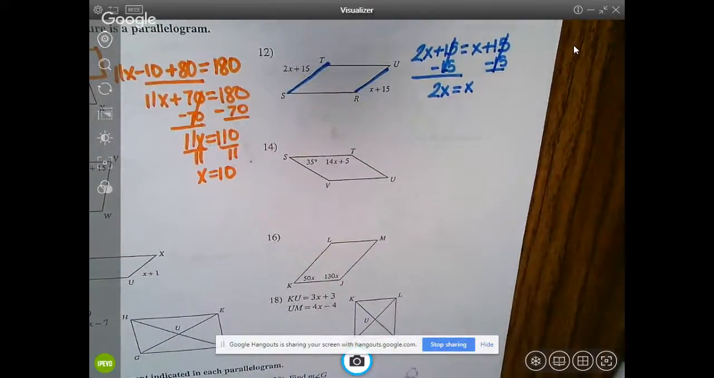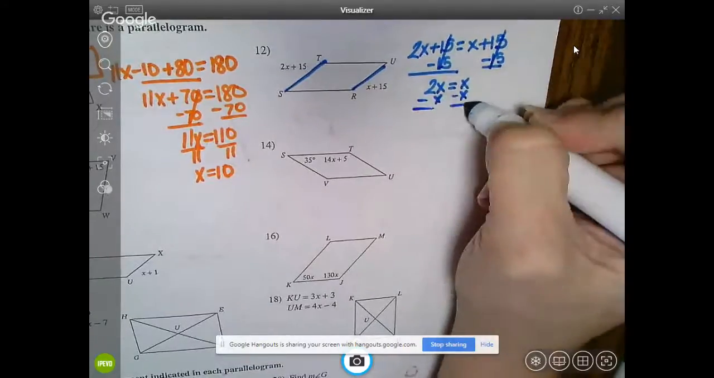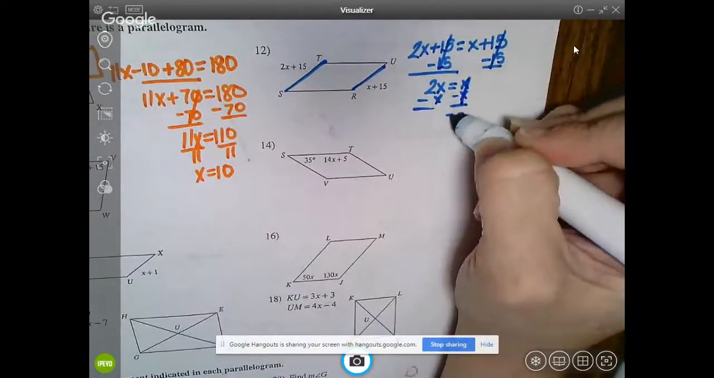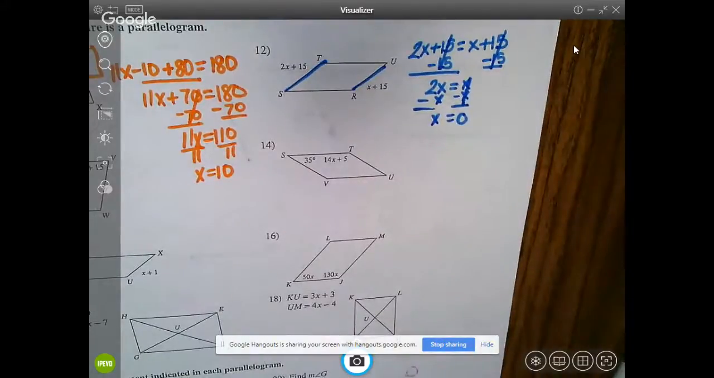Why don't you just subtract x? I can. I'm going to show you that one next. That's what I should have done. Now here, I'm going to subtract x from both sides. X minus x is 0. 2x minus 1x is x. So I'm left with x equals 0.